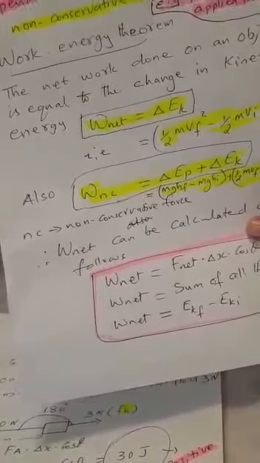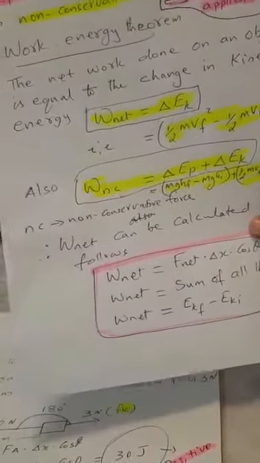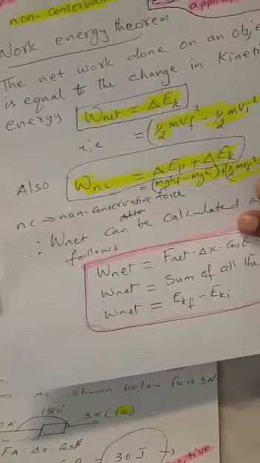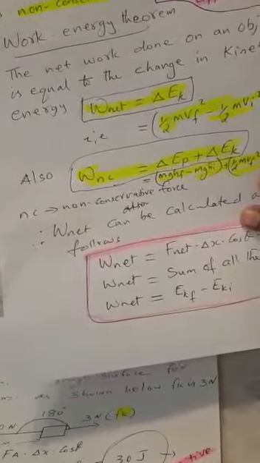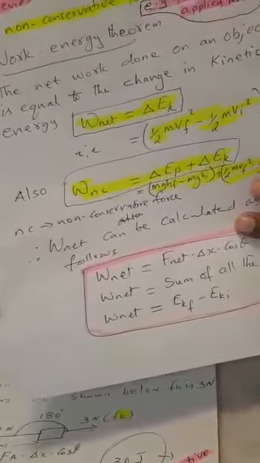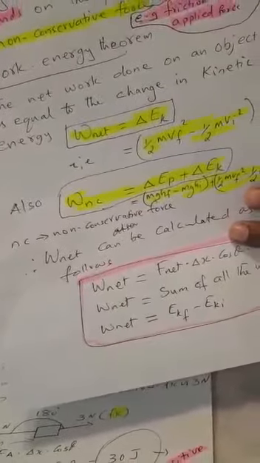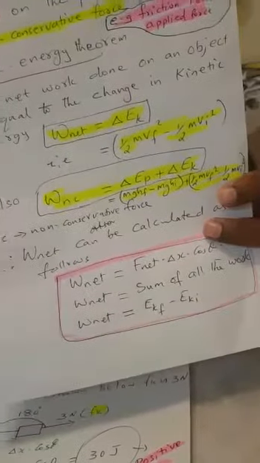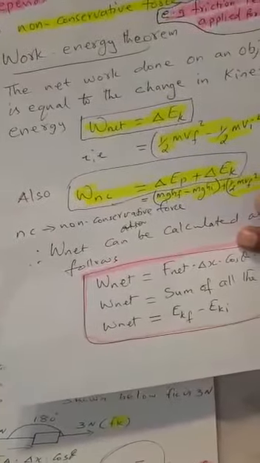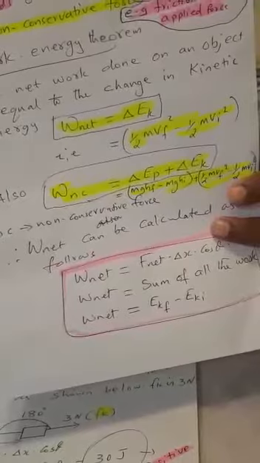So let me repeat, this is a very important definition. The chance of asking this question is very, very high. So learn it properly. So let me repeat. The net work done on an object is equal to the change in kinetic energy of that object or the system.